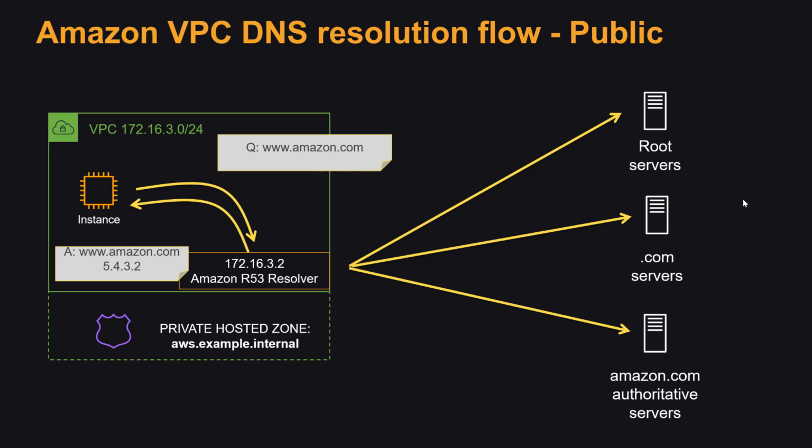In this case, at the bottom, Route 53 is also hosting the internal zone. The second scenario is the instance sends a request for www.amazon.com. The resolver doesn't have it. It sends a recursive lookup to root servers, the public root servers. The public root servers will point it to .com servers. .com servers will finally point it to Amazon.com authoritative servers, and the authoritative servers will respond back with the IP address for Amazon.com, and the instance can access.